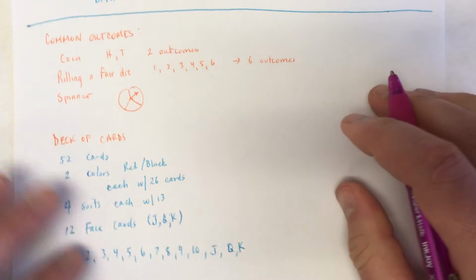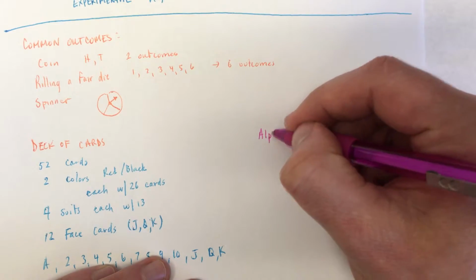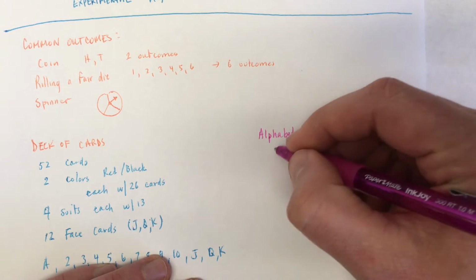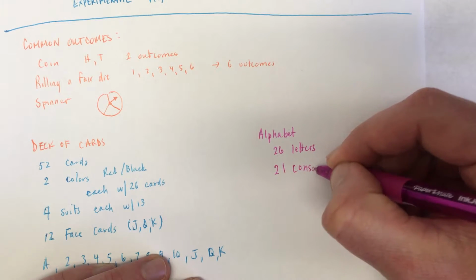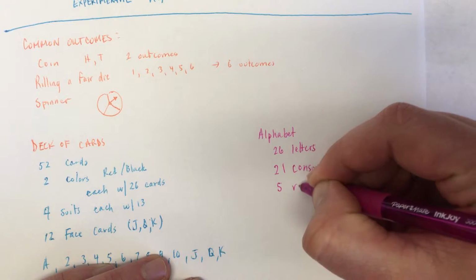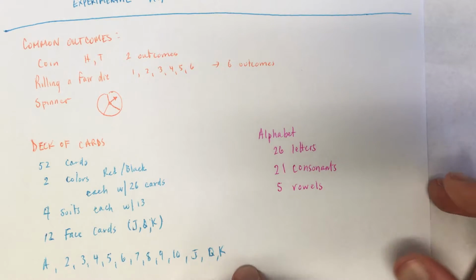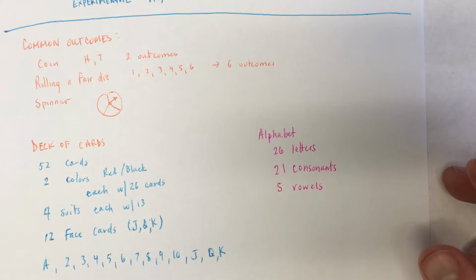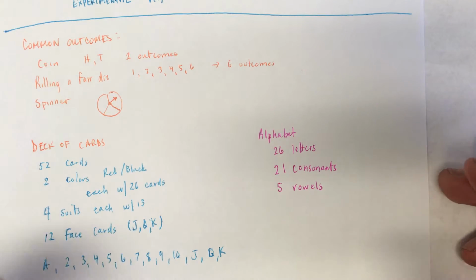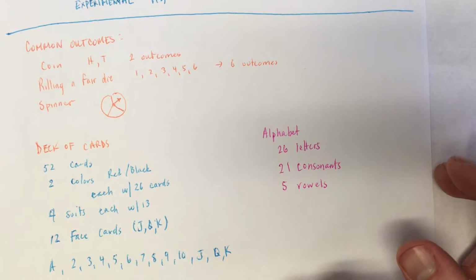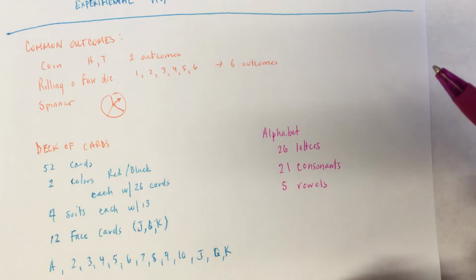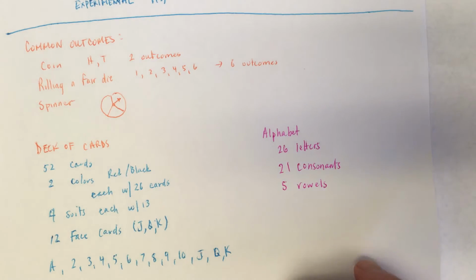All right. The last one that's pretty common is your alphabet. There are 26 letters, 21 consonants, and 5 vowels. Knowing these will really be helpful as you're working through a variety of problems, especially the theoretical probability piece, when they expect you to know these common outcomes and you don't. So make sure you definitely understand these and write them down. Okay, the last thing I want to get into with you are counting techniques.